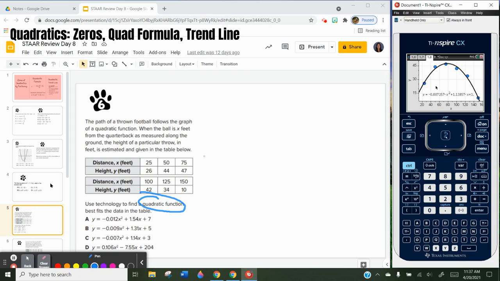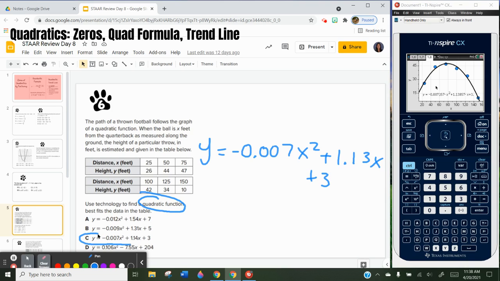So here our equation is y equals negative 0.007x squared plus 1.13x plus 3. So you're going to look at your answer choices and you're going to figure out which one is closest to what we have written out or what we have on our calculator. The one closest to what we have is C.